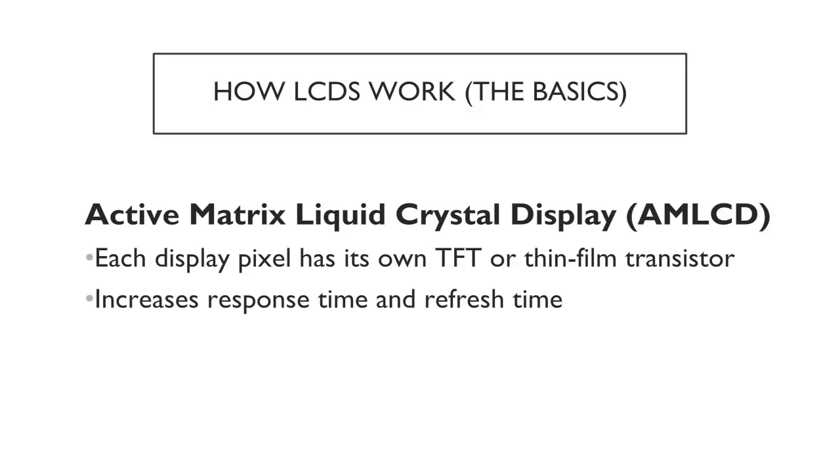Active matrix liquid crystal displays, or AMLCDs, are a more sophisticated type of LCD that allows each display pixel to have its own TFT, or thin film transistor. This increases the response time, or the time needed for the pixel to change its brightness, as well as the refresh time, which is the time to change to the next frame or image.